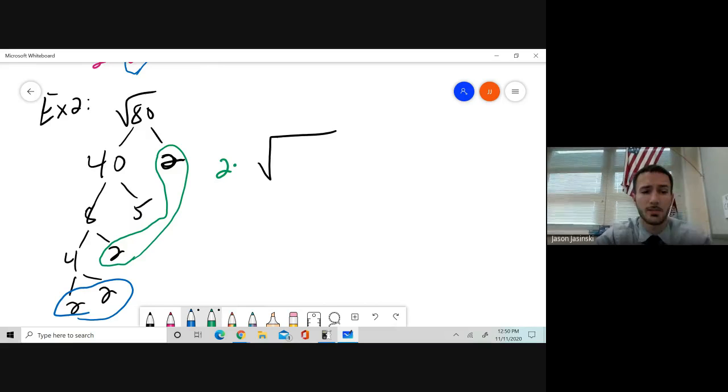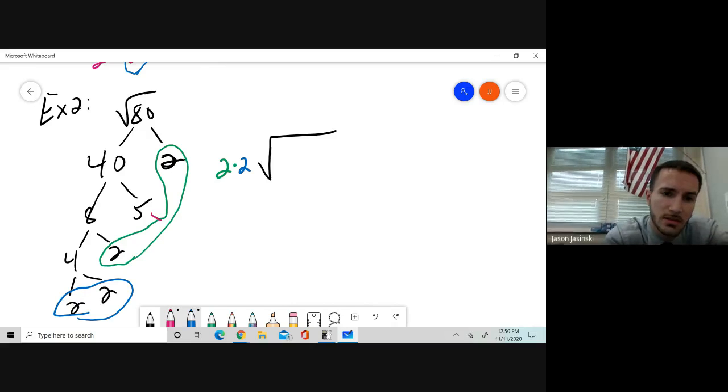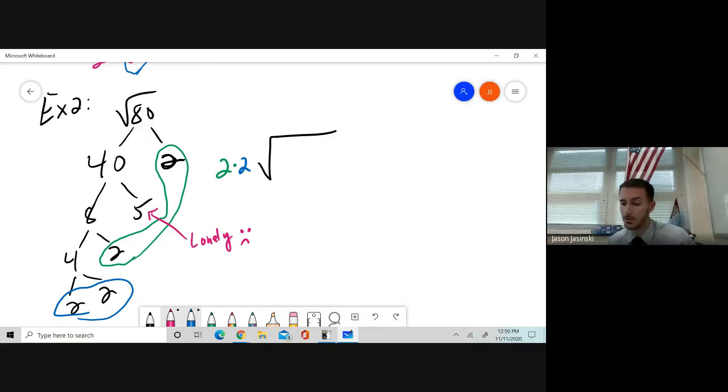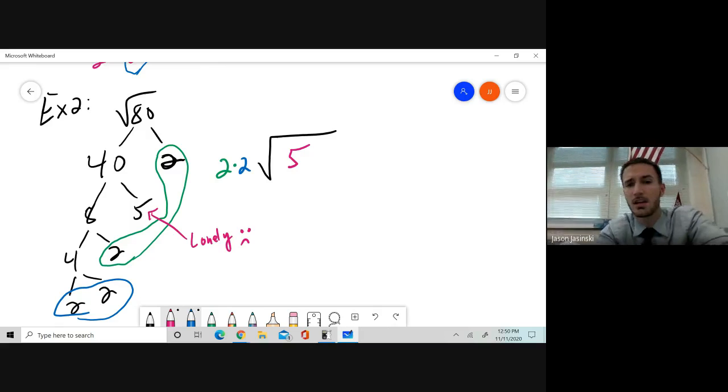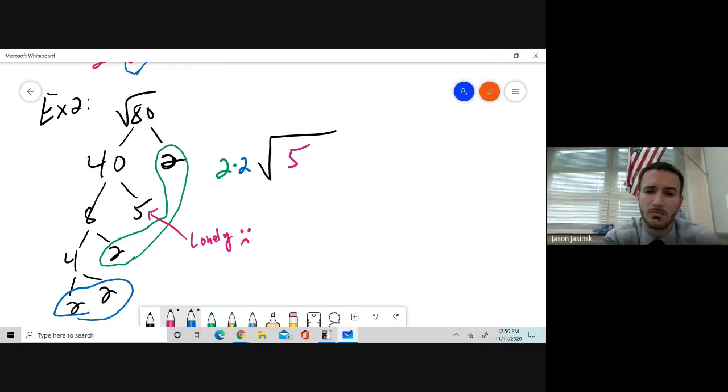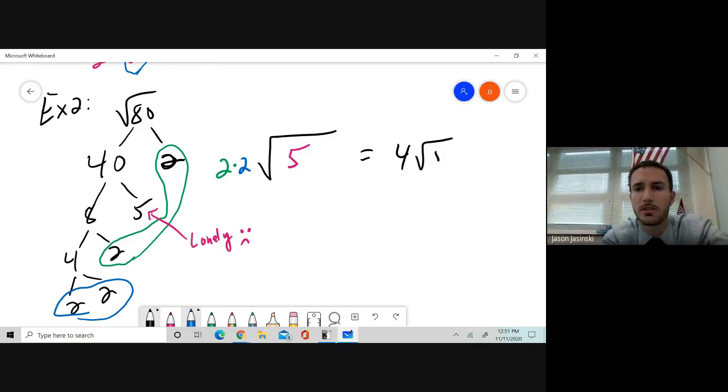Then you multiply it by the other pair of Kim Kardashian and Kanye West. I'll put that in blue. And then the lonely number, which I'll use maybe pink. This 5 is lonely, sad face. Let's just say that's maybe Bradley Cooper. He stays inside his mansion all by himself. Then you simplify, the final answer would be 4 square root of 5.